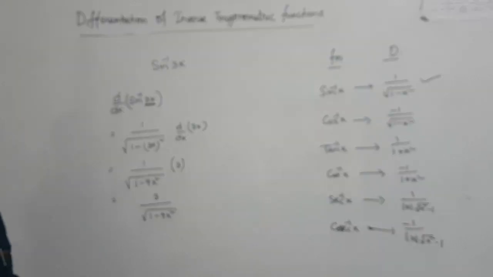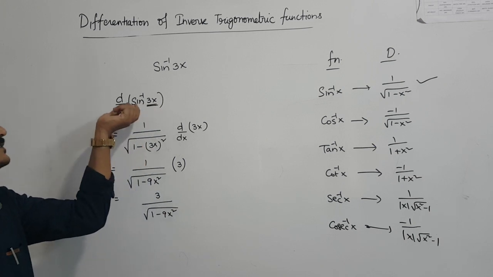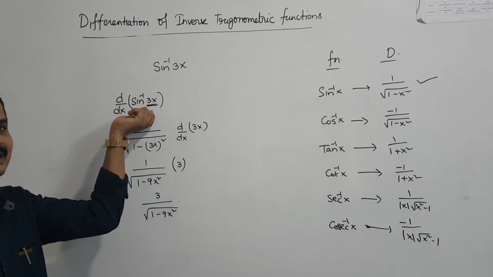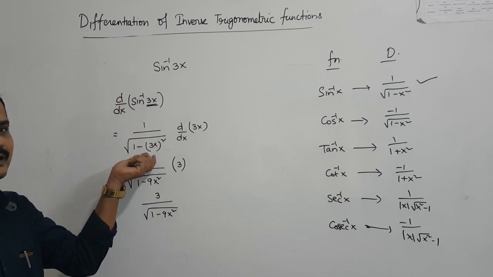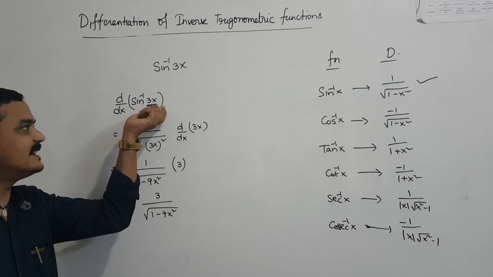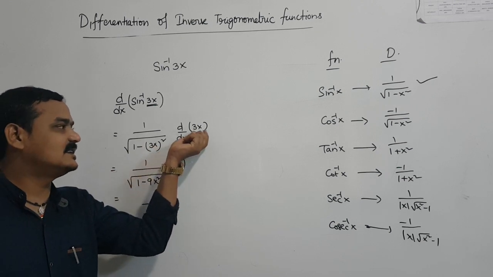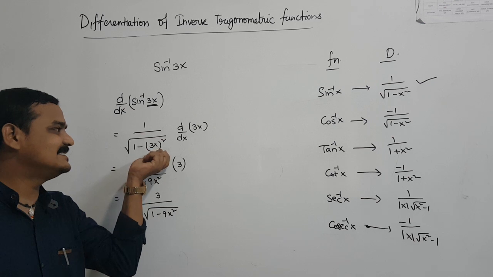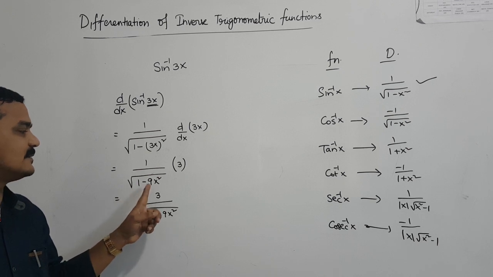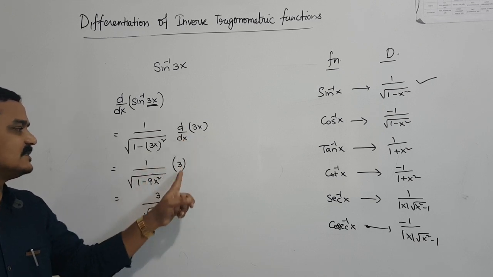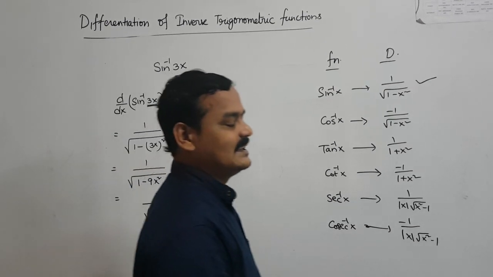It is a composite function because the first function is sin inverse x and the second function is 3x. The derivative of sin inverse x is 1 by root over 1 minus x square. But in place of x there is 3x, so 1 minus 3x whole square. Again, d by dx of 3x, because in place of x there is 3x, so I need to take the derivative of 3x. That is 1 by root over 1 minus 9x square into the derivative of 3x, which is 3. So the final answer is 3 by root over 1 minus 9x square.